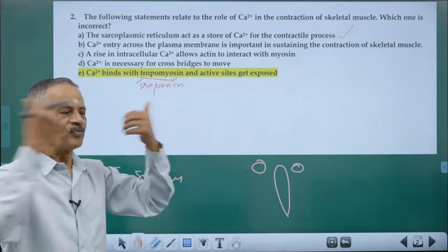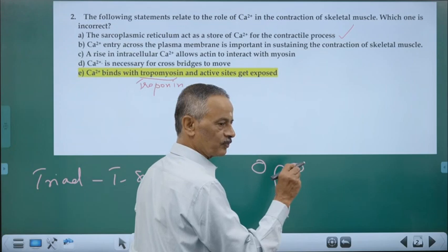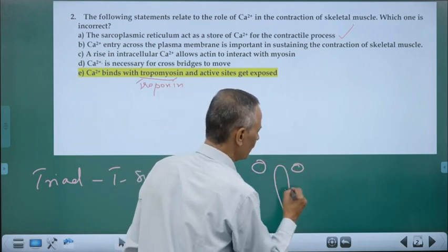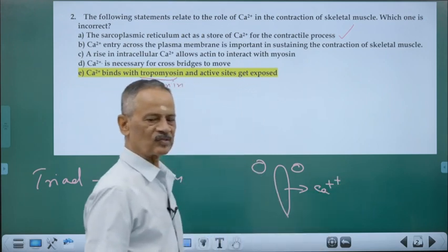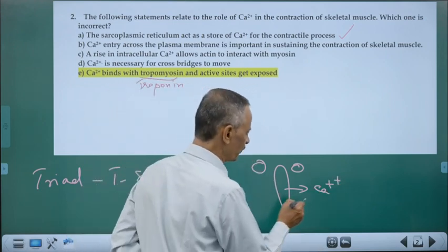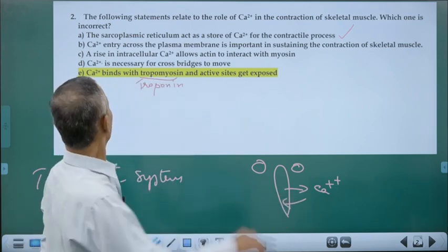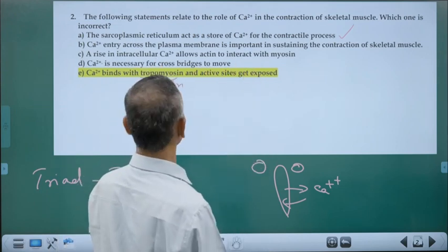When a signal comes, a motor impulse comes, calcium is actively pumped out. That causes contraction, and when the calcium is withdrawn back into the T system, contraction stops. Okay. So, calcium entry across the plasma membrane is important in sustaining the contraction. Correct.